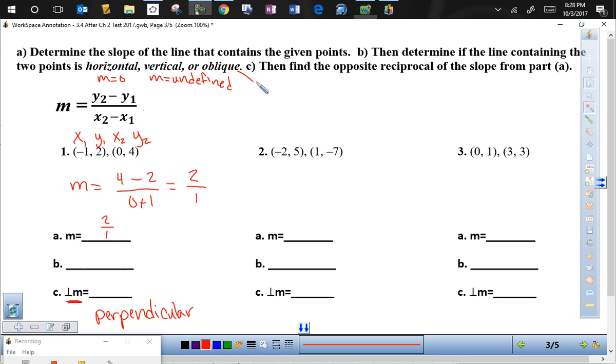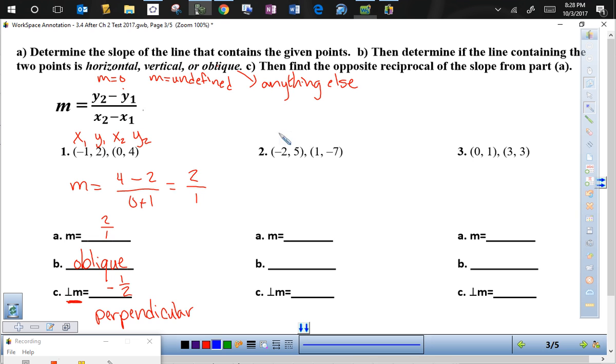And oblique lines, anything else. Okay, so since there was no 0 involved anywhere in this fraction when we were done with it, this is our anything else. This is an oblique line. So then the opposite reciprocal, we had a positive, so we need a negative, and then just flip that fraction. So 1 over 2.